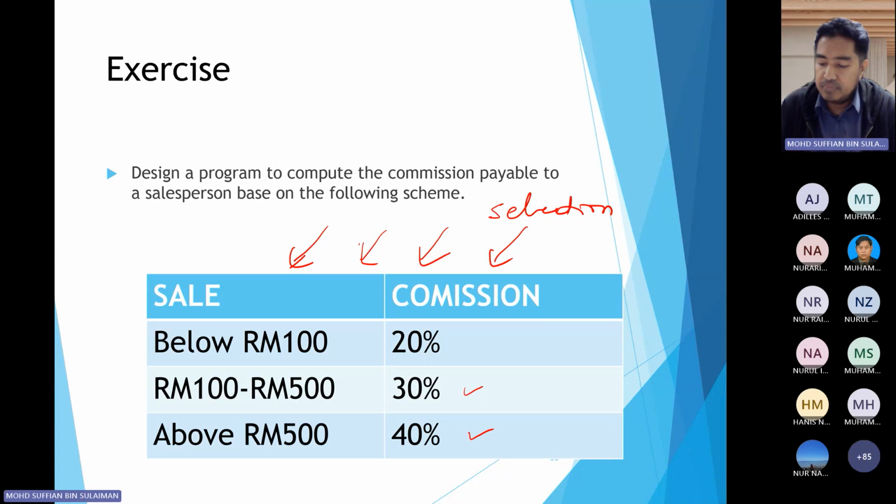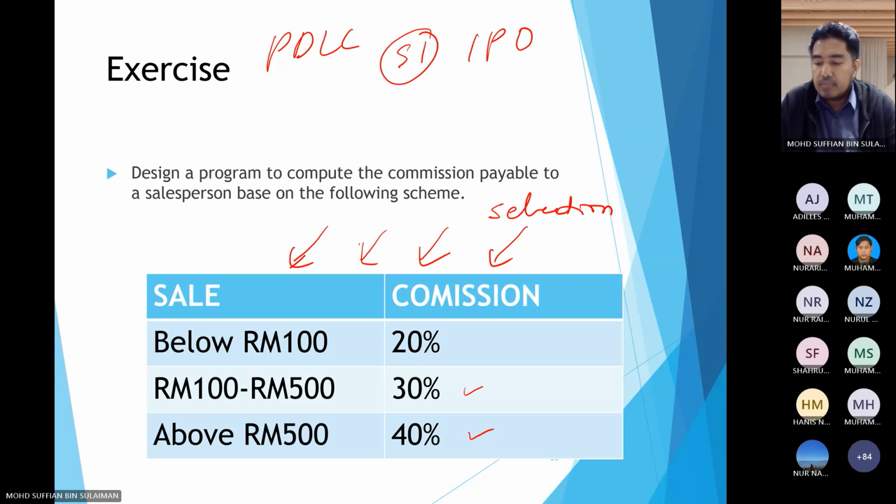Okay, let's see step 1, PDLC. So kita buat apa? IPO kan. So what will be the input? What would be the input, guys?